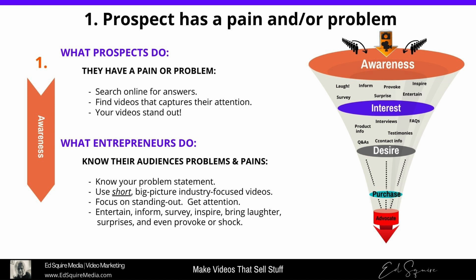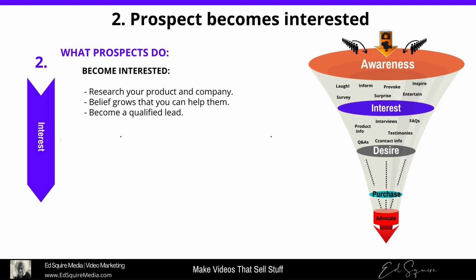So that is awareness. Number 2 is called interest. It's where the prospect becomes interested. Prospects, when they become interested, they see your stuff. They're like, oh, wow. So they start to research your product and your company. The belief grows that you can help them, and they become a qualified lead. So here's the important part. When they find you, they research you.